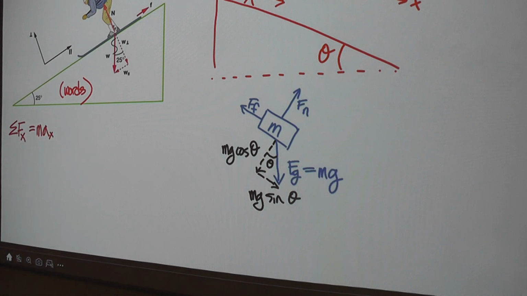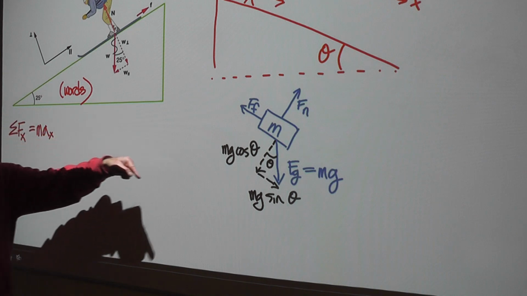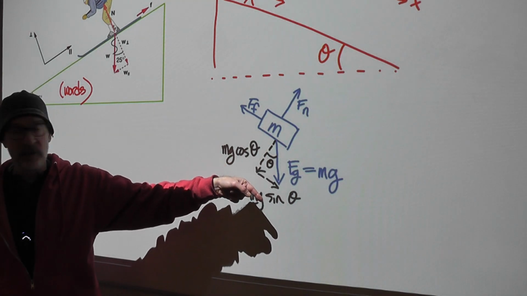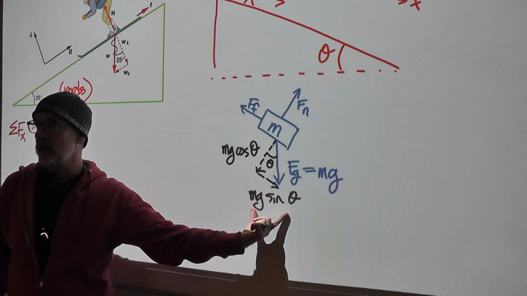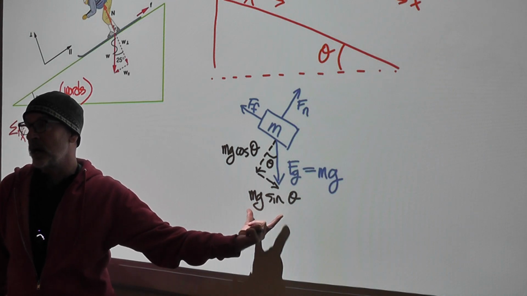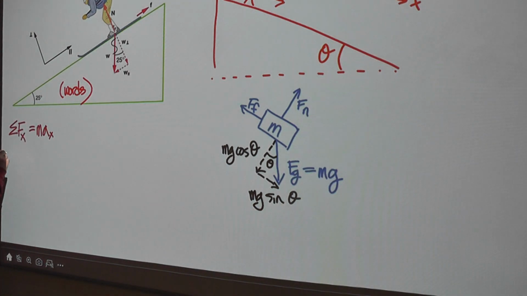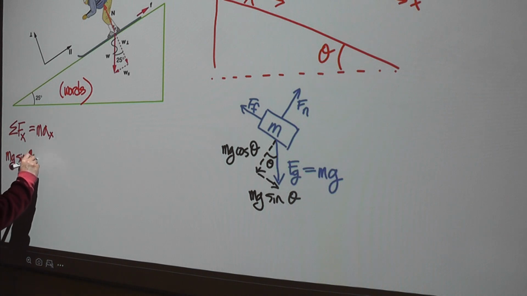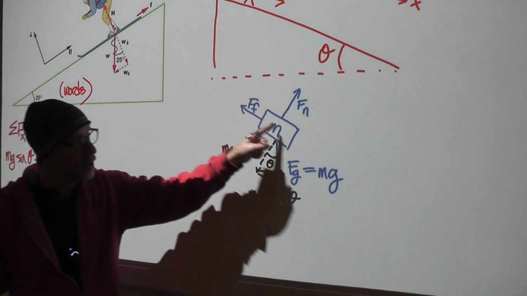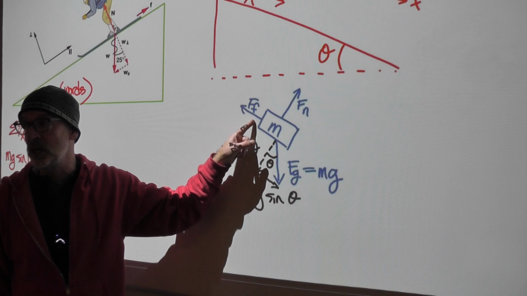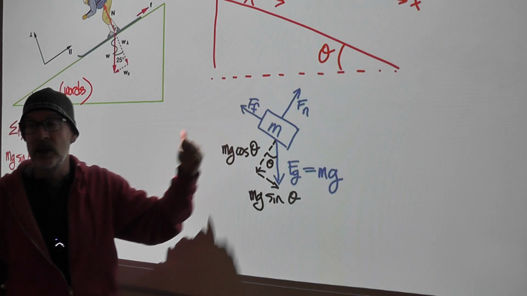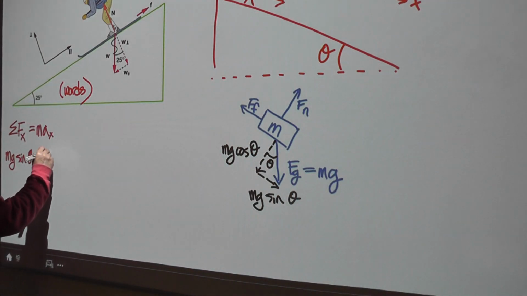What are the forces? We have one force, it's not a real force, in the positive direction, mg sine theta. Sum of forces means we add them together. So one of the forces that I'm going to be adding is mg sine theta. That is the parallel part of the gravitational force. I'm going to add any other forces in that dimension. My other force along the x-axis is the force of friction. That's in my negative direction. So I'm going to put a negative sign in front of that force.